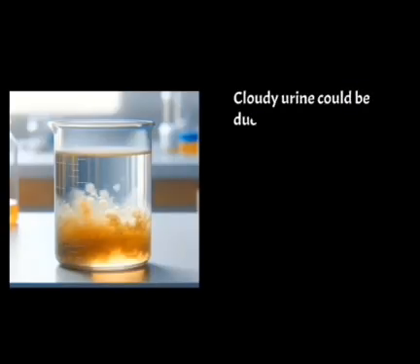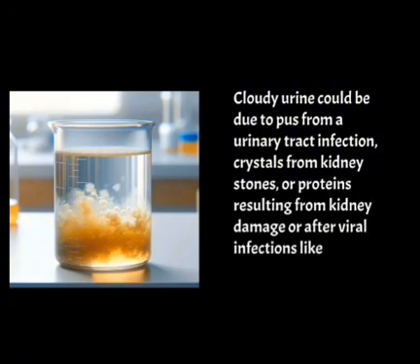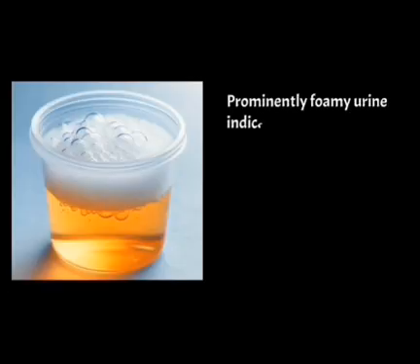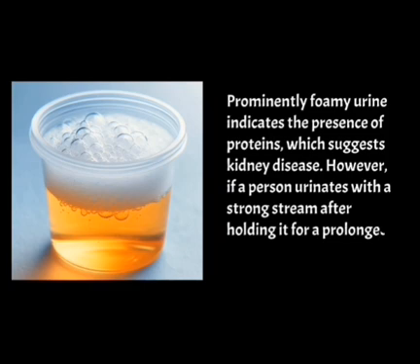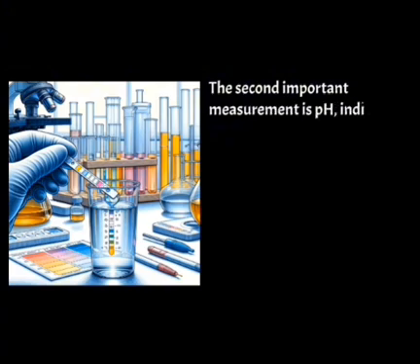Cloudy urine could be due to pus from a urinary tract infection, crystals from kidney stones, or proteins resulting from kidney damage or after viral infections like the common cold and flu. Prominently foamy urine indicates the presence of proteins, which suggests kidney disease. However, if a person urinates with a strong stream after holding it for a prolonged period, foamy urine can be considered normal. The second important measurement is pH, indicating whether the urine is acidic or alkaline.